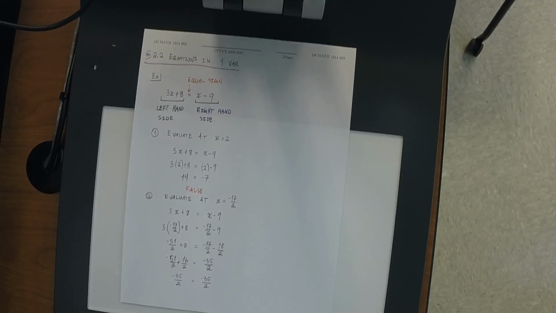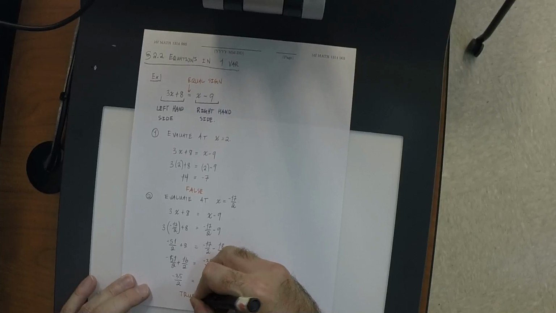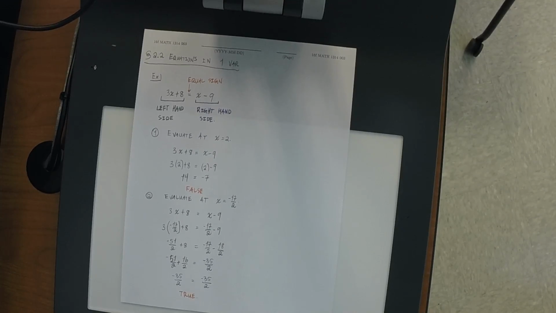Okay, so we evaluated the equation. So is this an equation? Yes. What does it evaluate to? True. Okay, good. Any question about this?